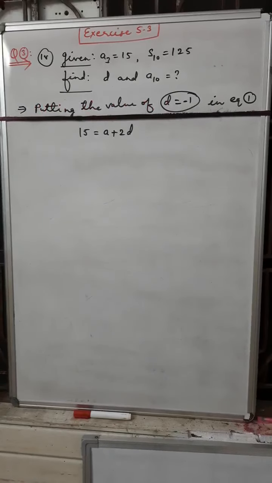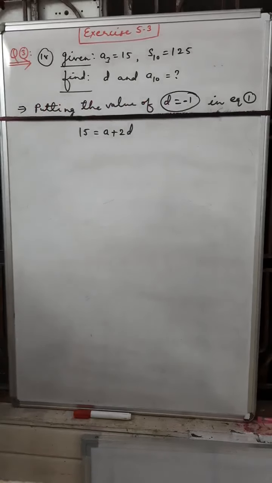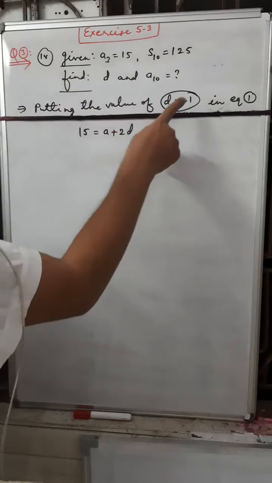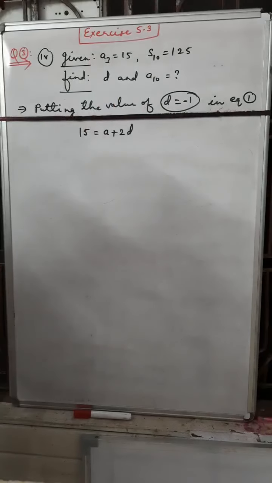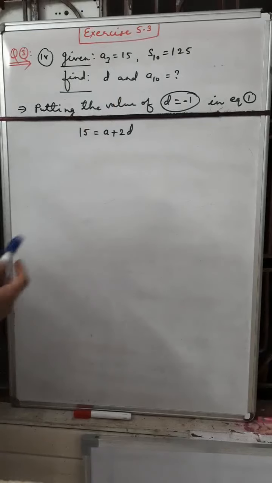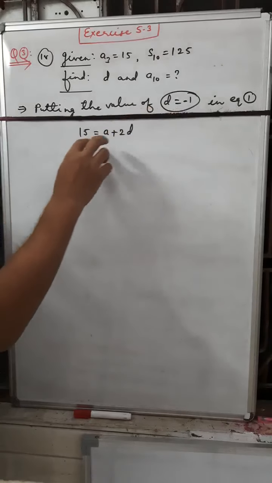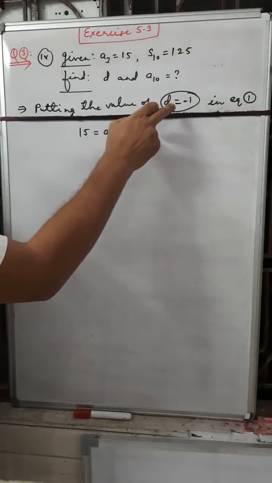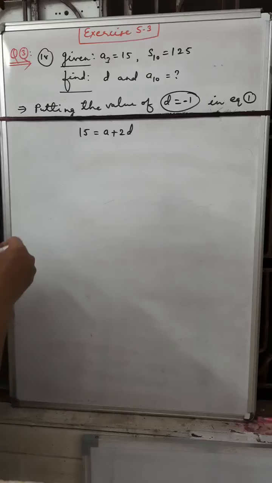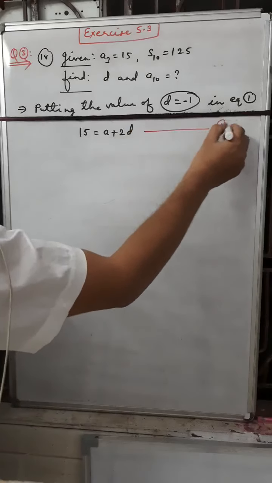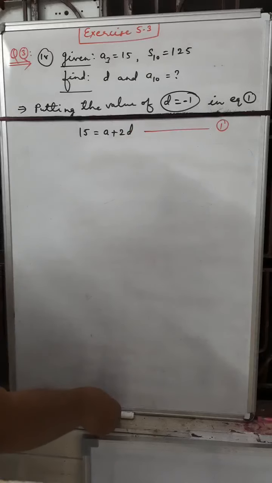Now we have the value of d equal to minus 1. So we are putting the value of d in equation 1 because it is a little easier. If you want to put the value of d in equation 2 or equation 3, you can, but I find it suitable to put the value of d in equation number 1. So equation number 1 is 15 is equal to a plus 2d. So here I am putting the value of d.